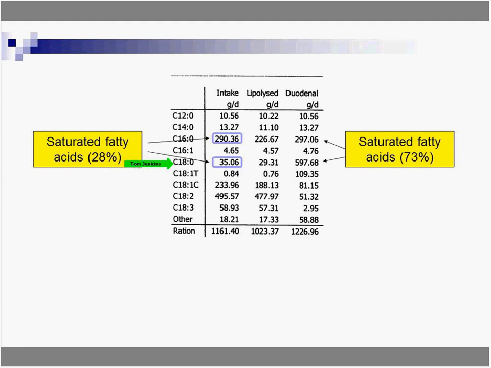A big shift from what's in the feed to what's leaving the rumen, with saturated fatty acids now accounting for about 73% of the total fatty acids. As a typical example, this is the prime fatty acid the cow gets its energy from.